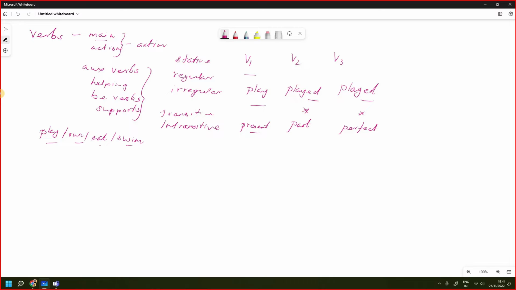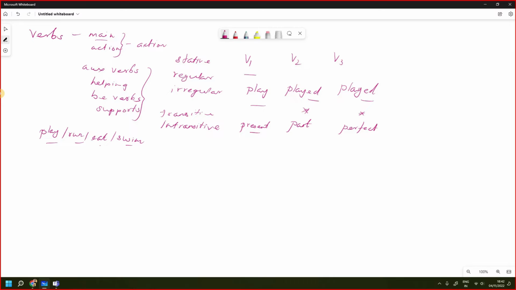So here, I have given the three forms of verbs, V1, V2 and V3. This is the first form of verb. So the first form of verb we always use with the present tense, and the V2 form we use with the past tense, and the V3 form we use with the perfect tense.